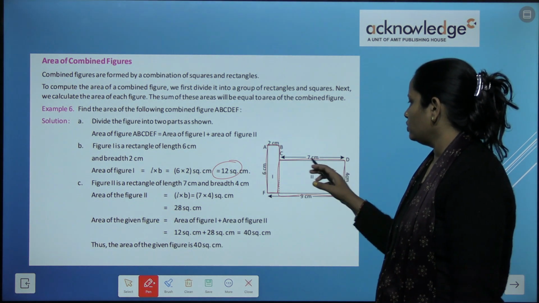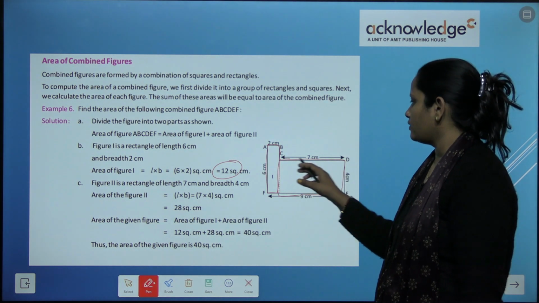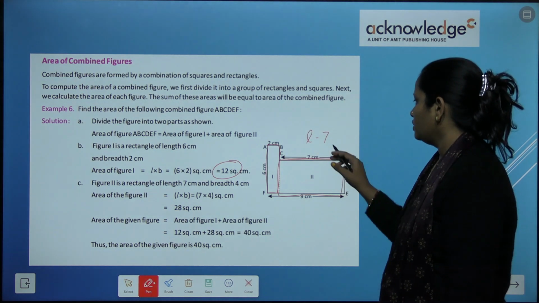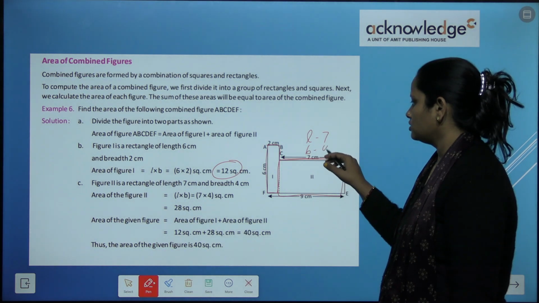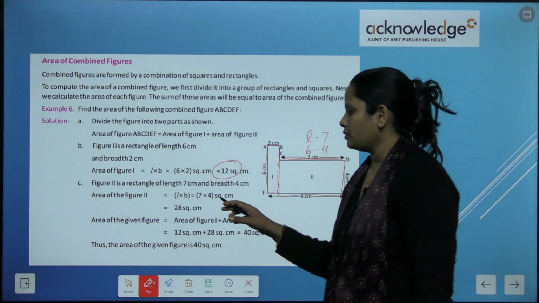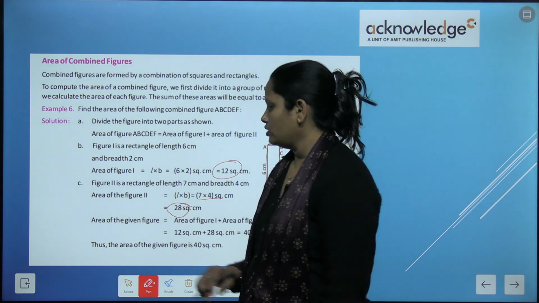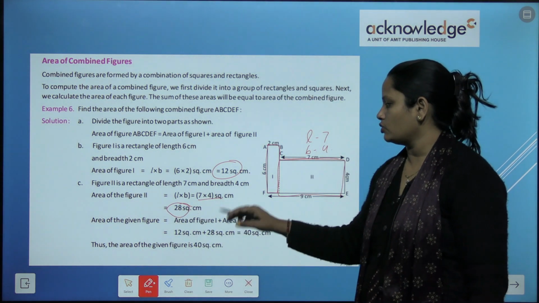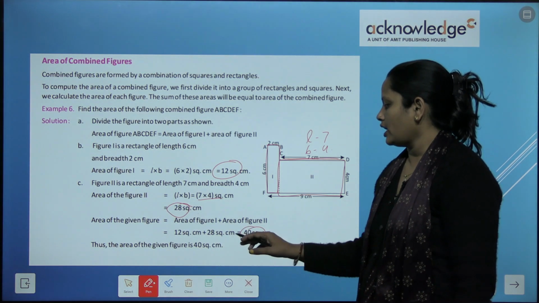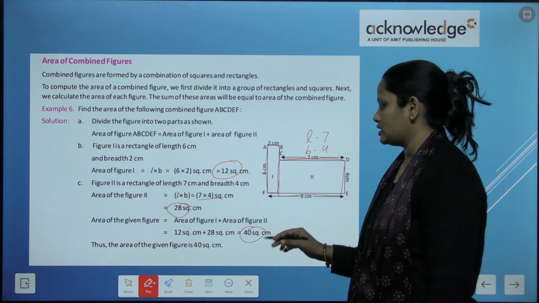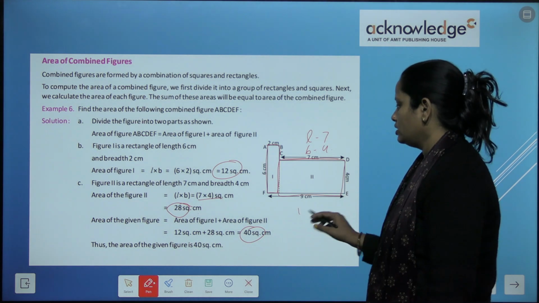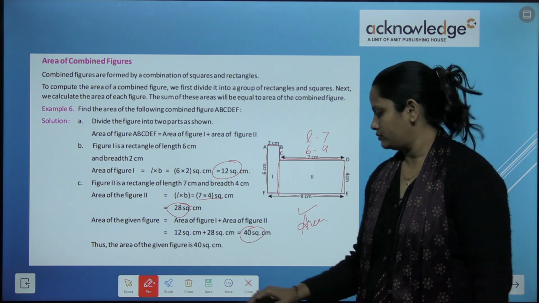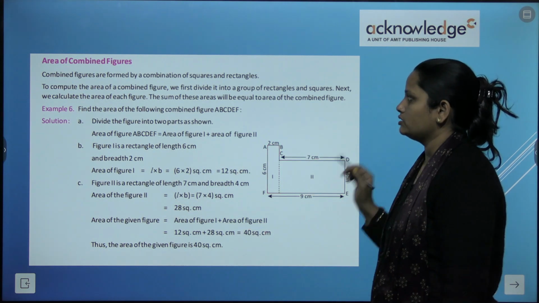तो यहाँ पे आप देखो इसकी लेंथ है 7 सेंटीमीटर और ब्रेथ है 4 सेंटीमीटर. सो हियर 7 मल्टीप्लाई 4 इज 28 स्क्वायर सेंटीमीटर. नाउ हमें क्या करना है? इससे और इससे दोनों को हमें ऐड करना है. सो ऑन एडिंग वी गेट 40 स्क्वायर सेंटीमीटर इज द आंसर और यू कैन से द एरिया ऑफ द गिवन figure. I hope this is clear to you children.